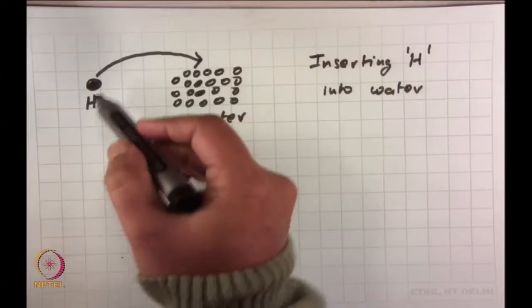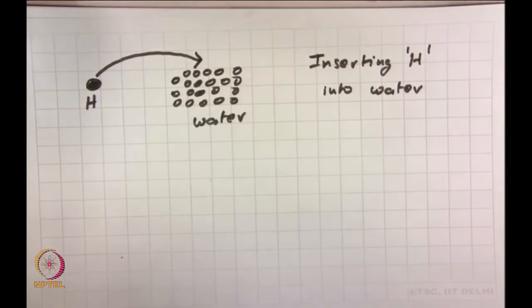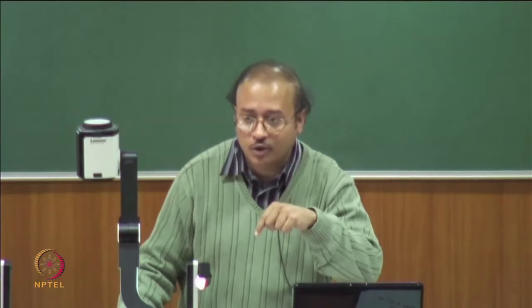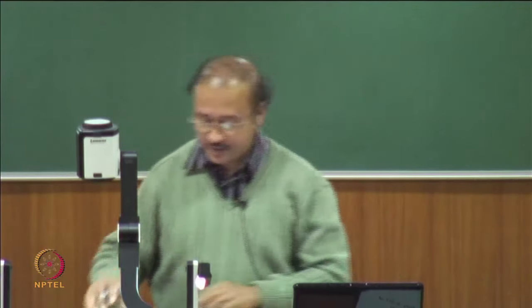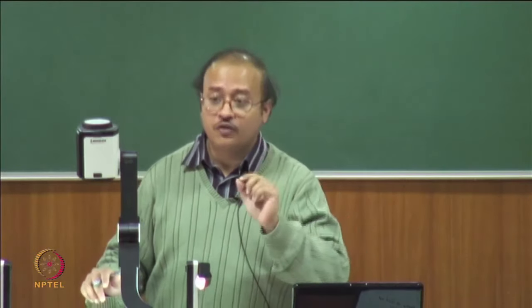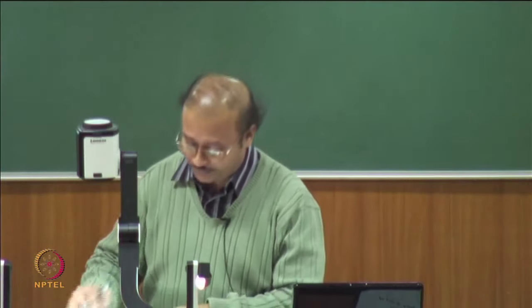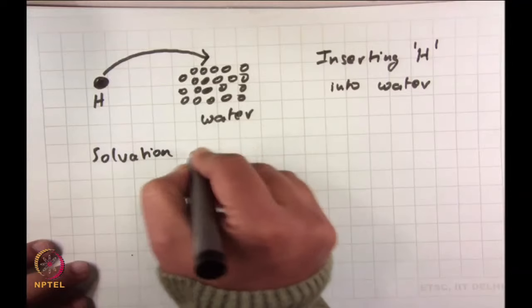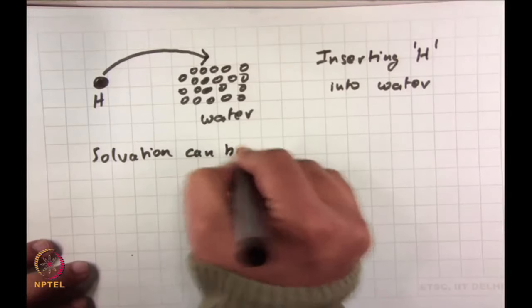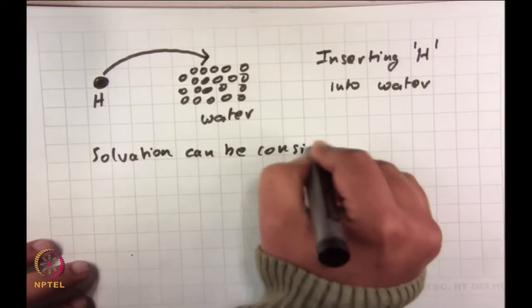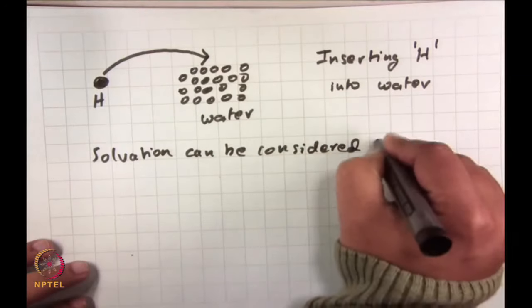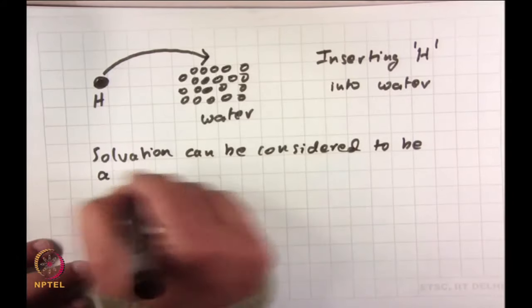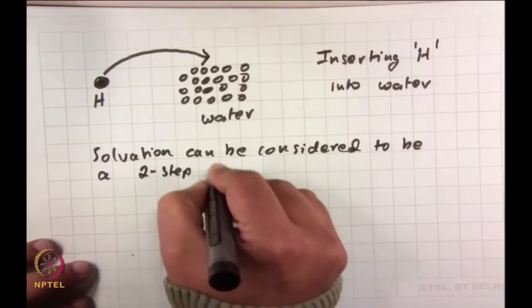Now, if I have to try to take this H and pour it in water, the first thing I have to do is I have to be able to make a cavity, because I have to place that hydrophobic molecule in water. That means, I have to find a cavity where the hydrophobic molecule will go and move the water molecules out from there. Hence, this insertion or this solvation can be considered to be a two-step process.